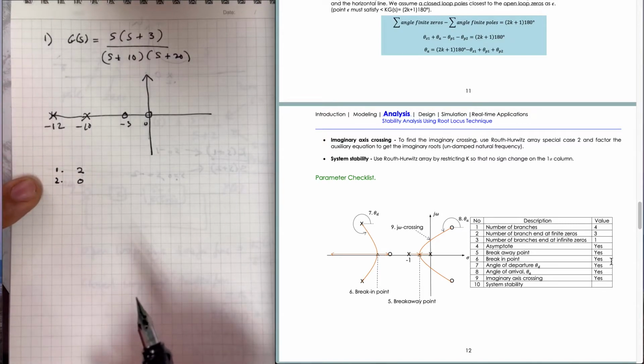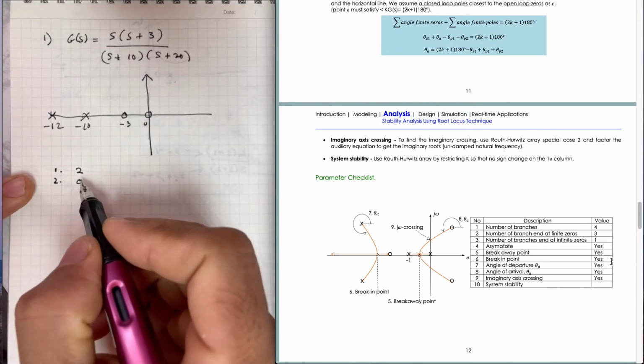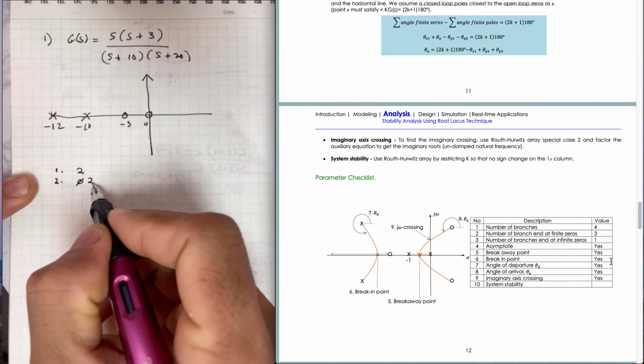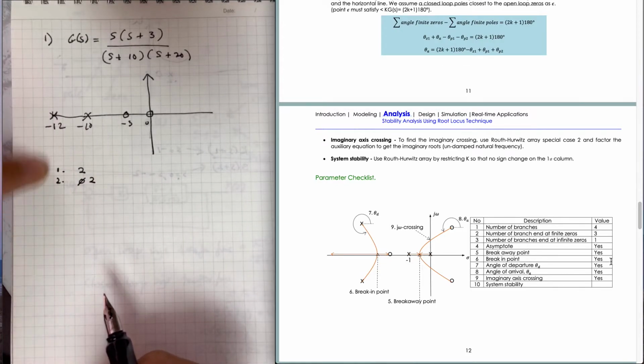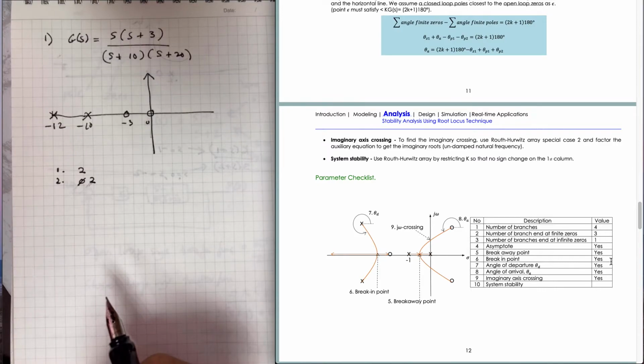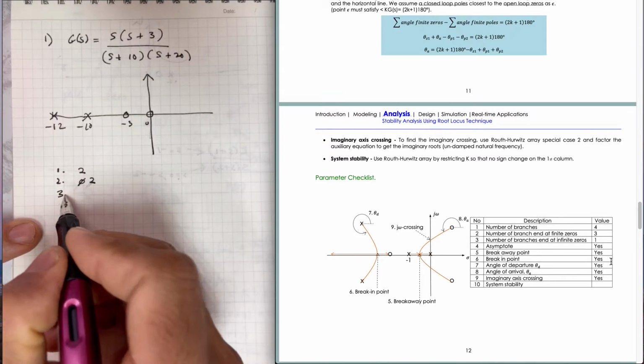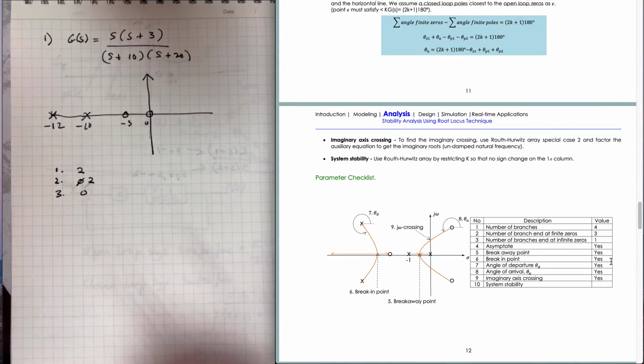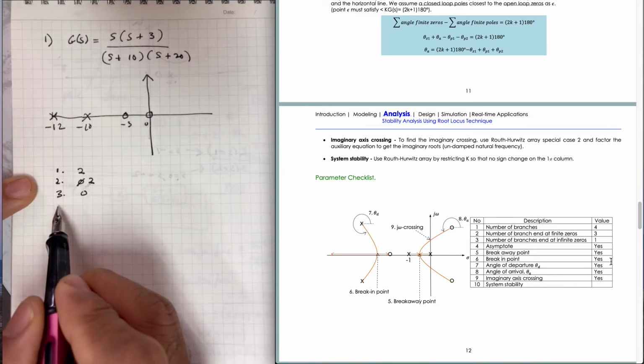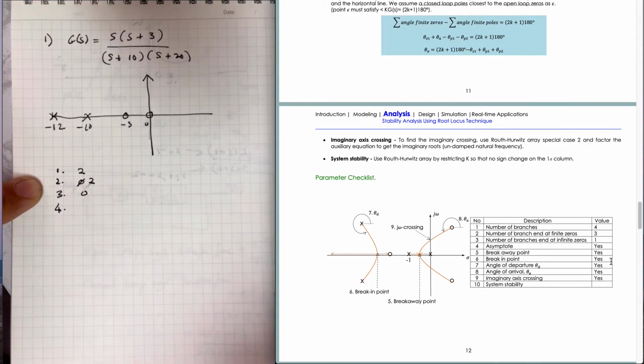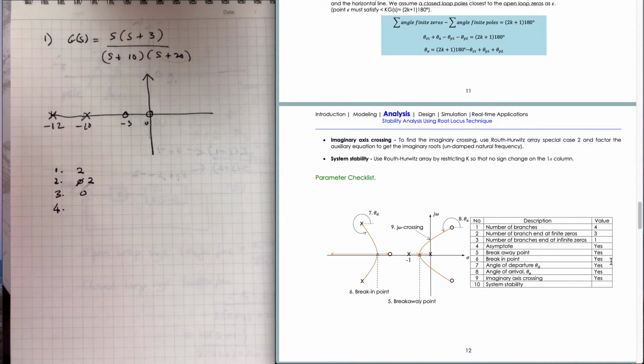No, sorry. Number 2 is supposed to be 2. Number of branches at finite zeros, we have 2 finite zeros. Number 3, we have zeros, right? There's no branch at finite zeros. So do we need asymptotes? Asymptotes is number 4, because we don't know where it is going.